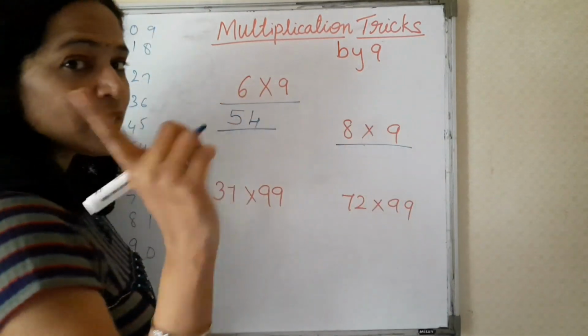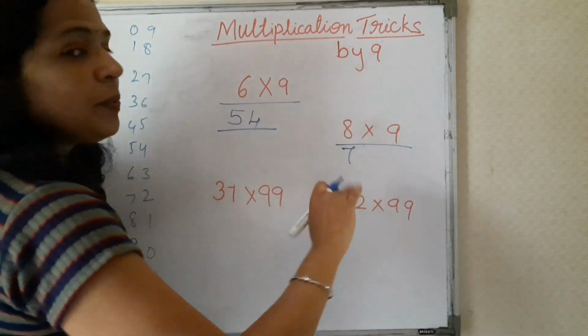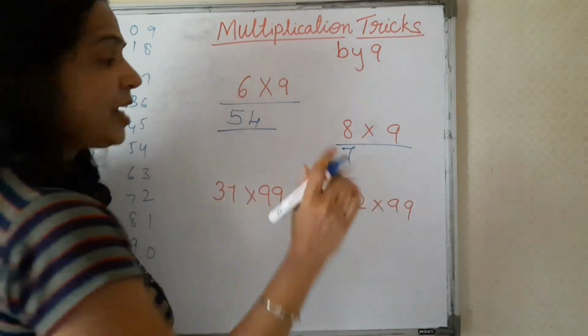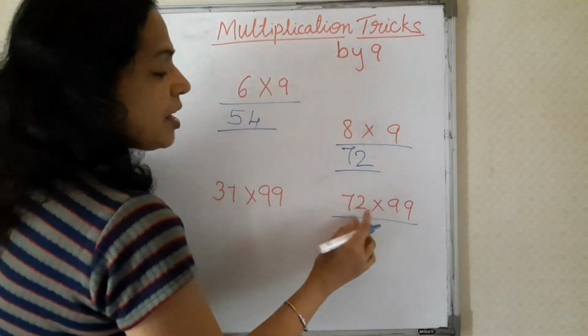Once again, step 1: 1 less than 8 is 7. 7 plus 2 is 9. So I am writing here 2. This is our answer. Come to this 72.